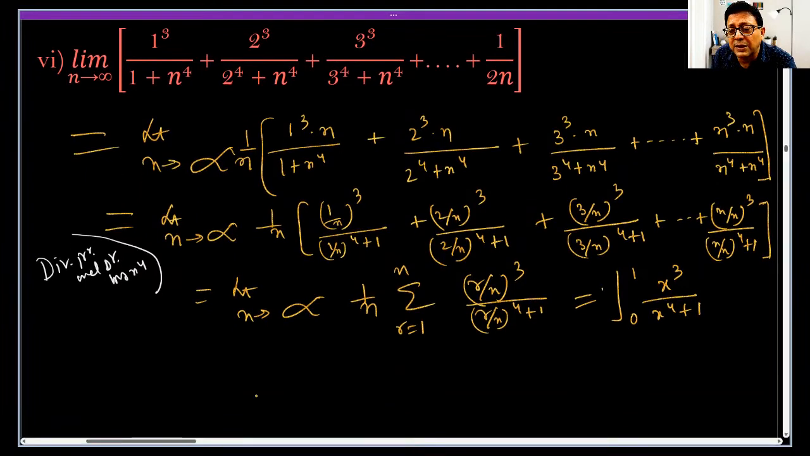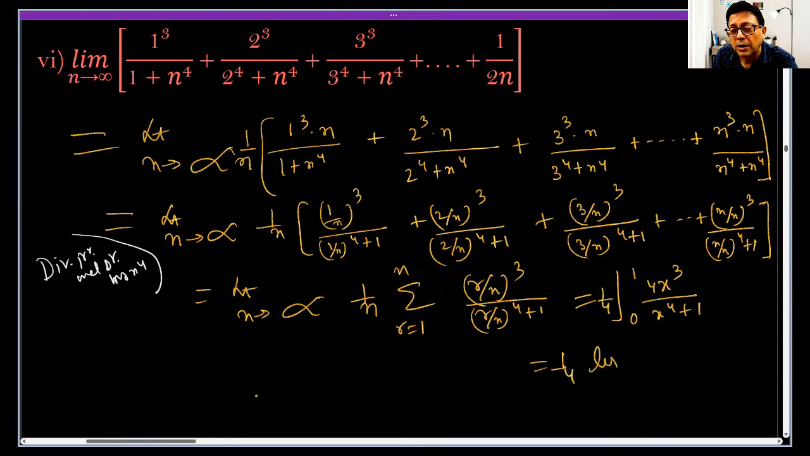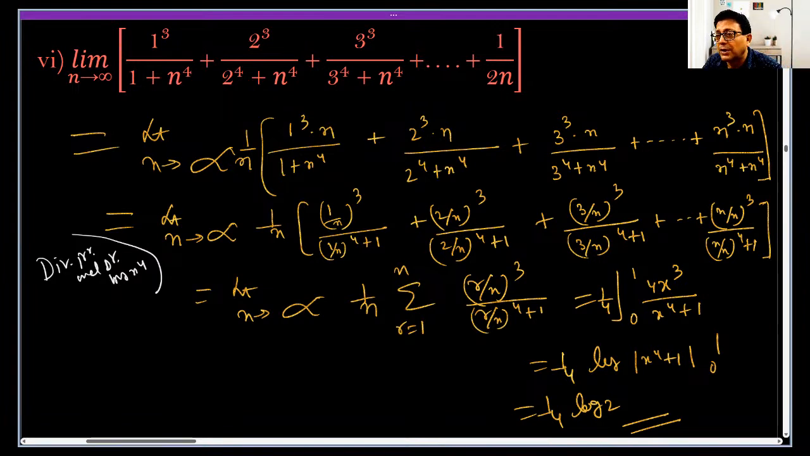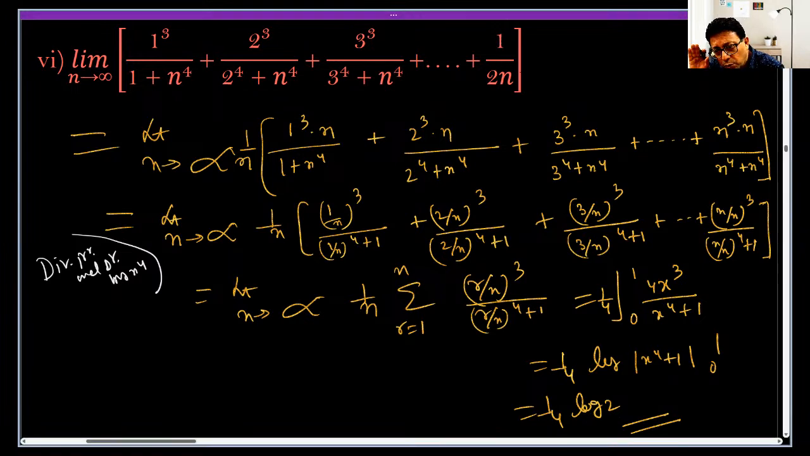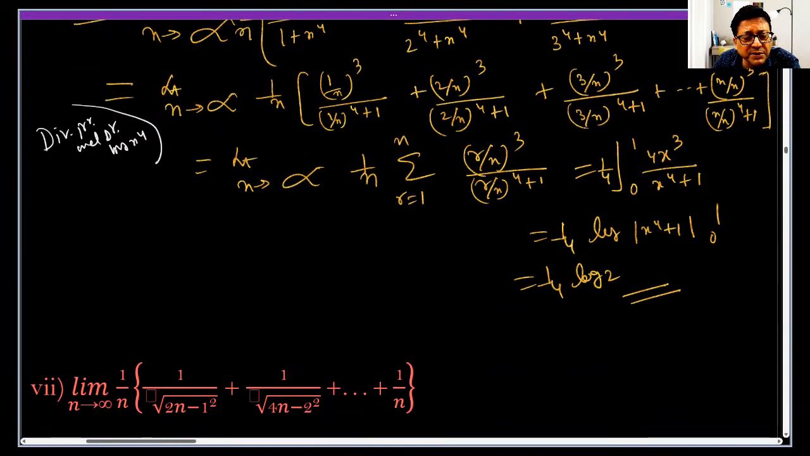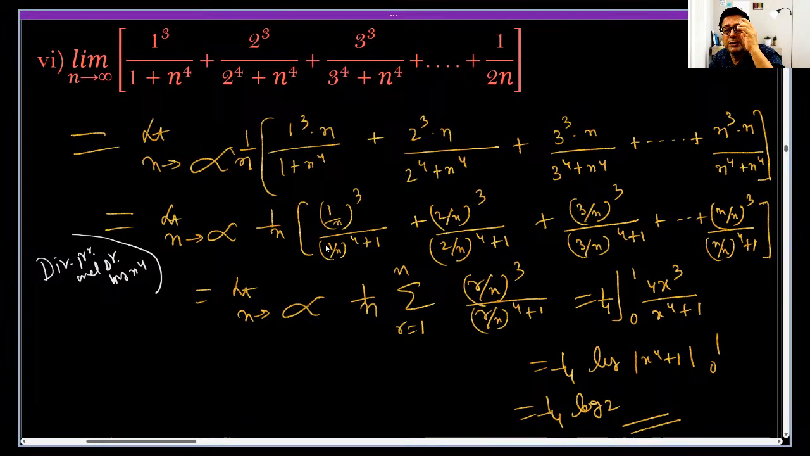Or you just multiply and divide by 4. 1 by 4 log of... log 0, log 1 is 0. So the answer is this. Isn't it? Idea is clear? Let me do another type which will help you to manipulate any sum, maybe in JEE or wherever. Okay?